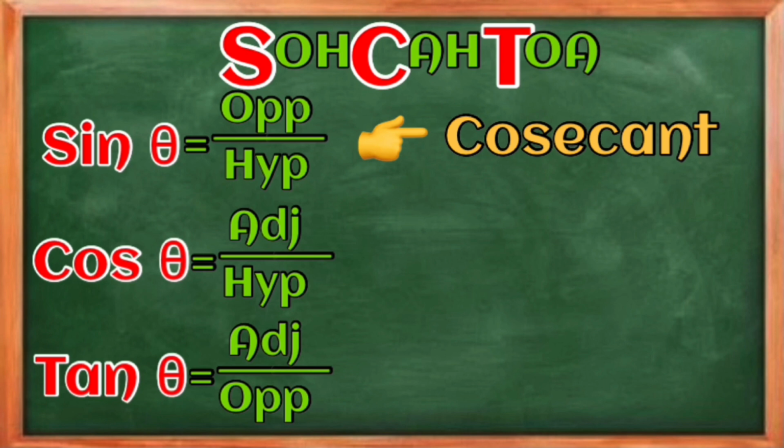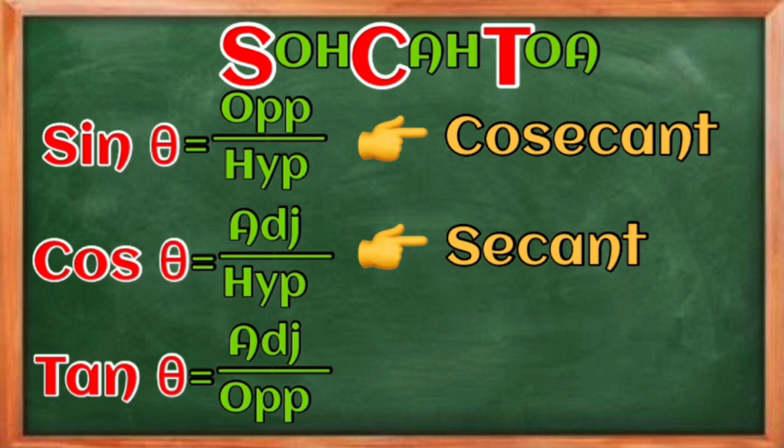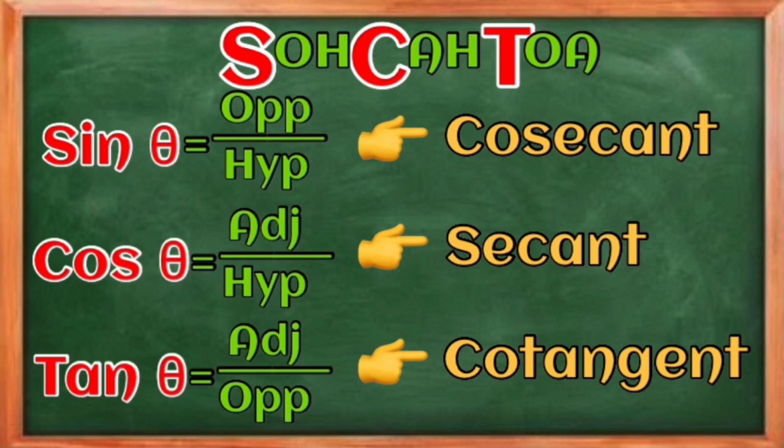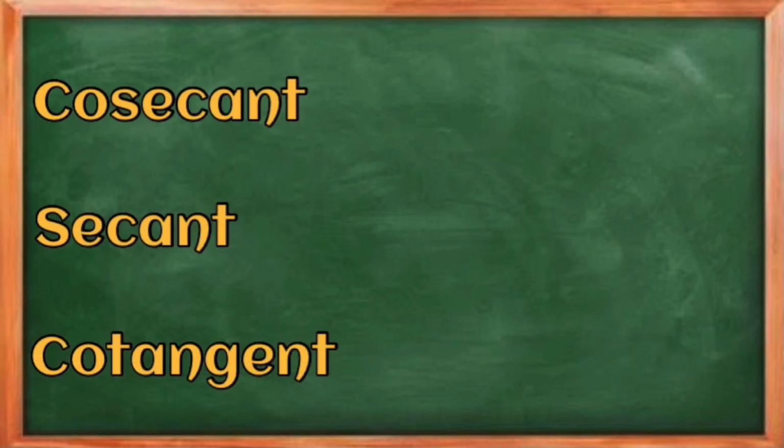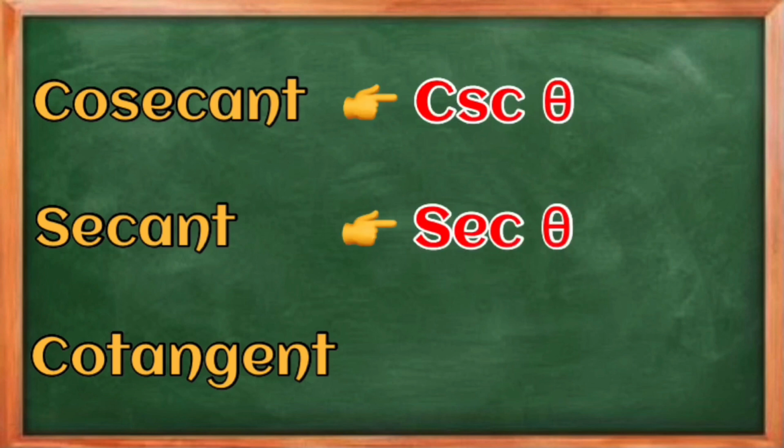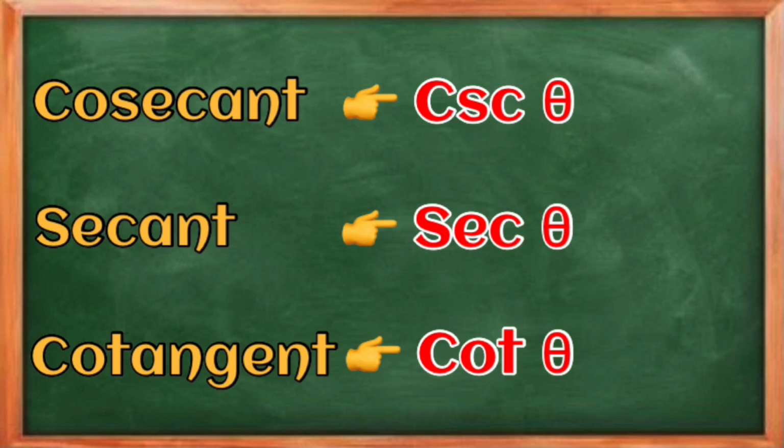The reciprocal of the sine function is the cosecant function. The reciprocal of the cosine function is the secant function, and the reciprocal of the tangent function is the cotangent function. Cosecant is denoted by csc theta, secant is denoted by sec theta, and cotangent is denoted by cot theta.